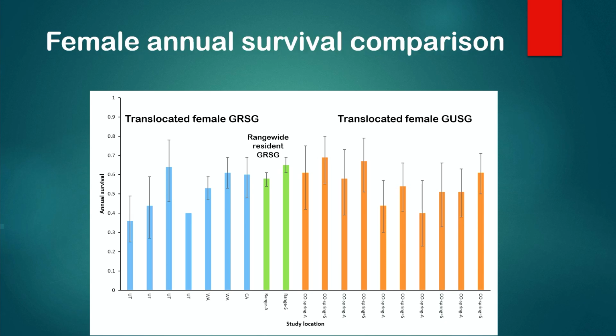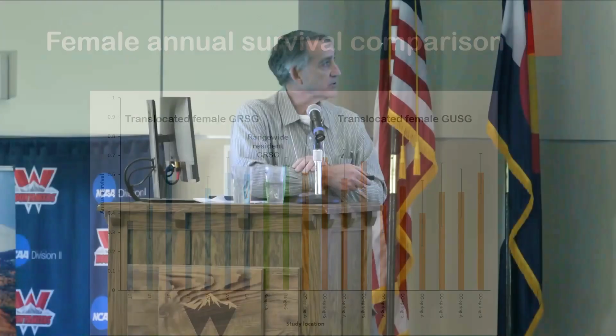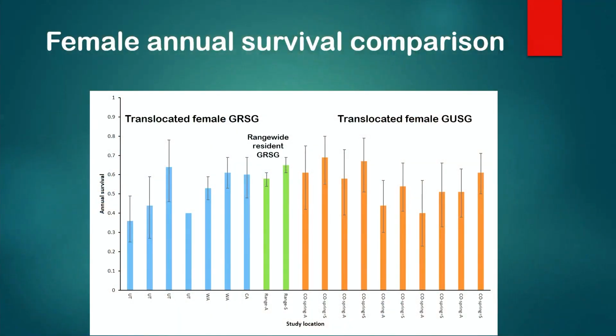You notice the female survival for adults and subadults is pretty darn close to greater sage-grouse. There's one that I didn't include on here, and that's Amy Davis's work in the Gunnison Basin. Her survival rate was 0.61, which is right about there. So her resident Gunnison sage-grouse survival was right within what we found for our translocated birds.